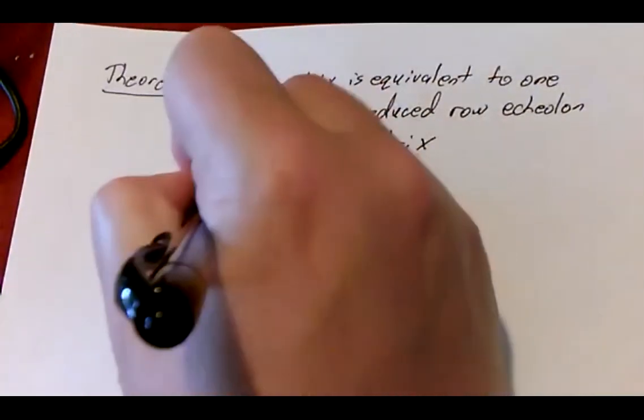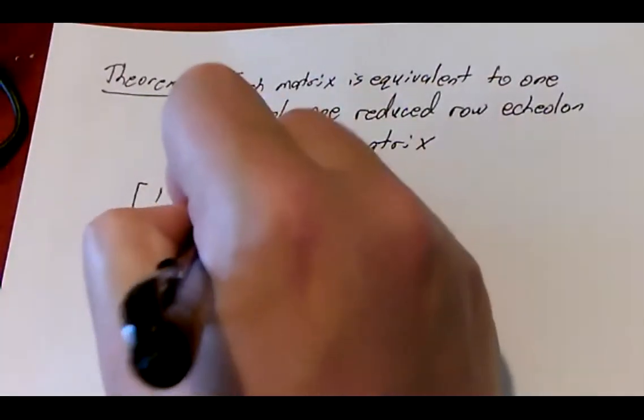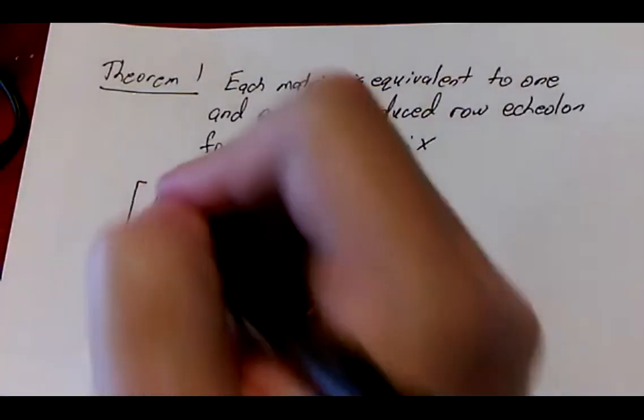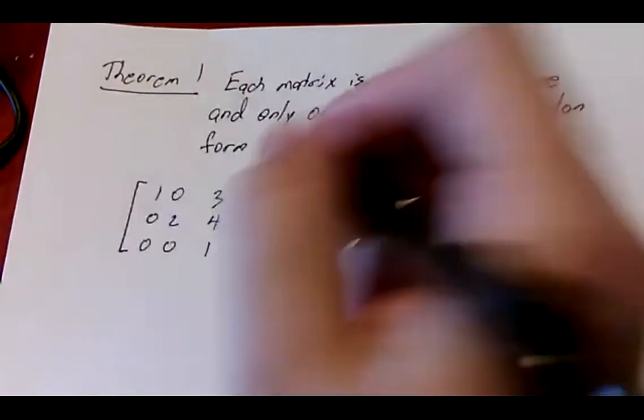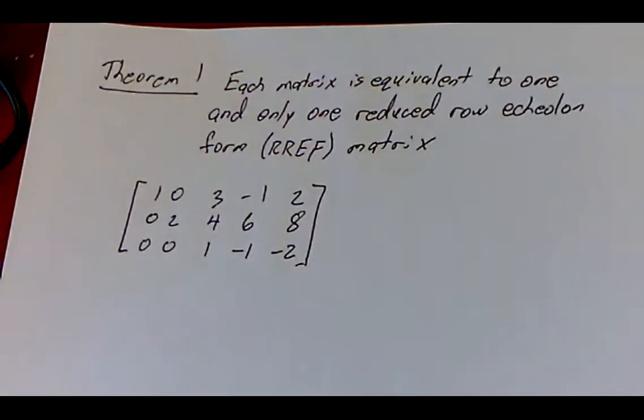All right, so let me write down that matrix again that we had. 1, 0, 3, minus 1, 2. The third one we finished on the last page that we said was not in reduced row echelon form. It is in row echelon form, but not reduced row echelon form. Okay.